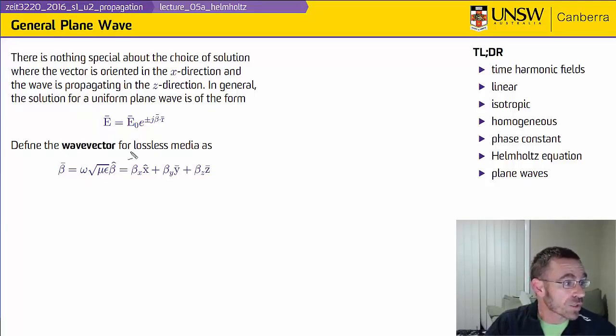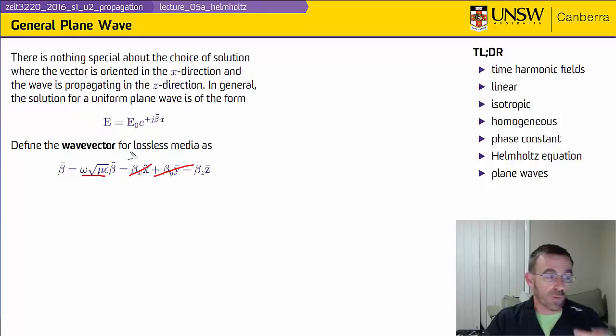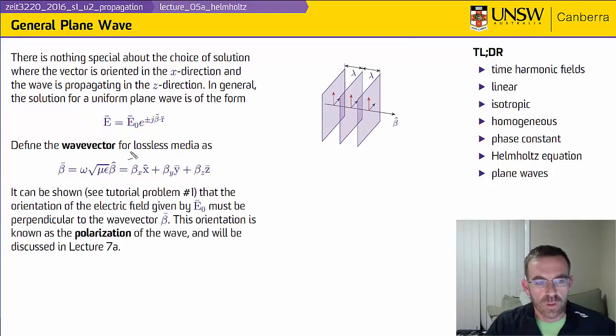In the problem we worked so far, beta sub x was 0, beta sub y was 0, and beta sub z was equal to omega square root mu epsilon. But I can have a problem, say, where the wave is propagating obliquely, and maybe I've got a cosine sine relationship between beta x and beta y, and you've got that in one of your tutorial problems. So you can demonstrate, and actually this is tutorial problem number 2, that the orientation of this vector must be orthogonal to the wave vector.